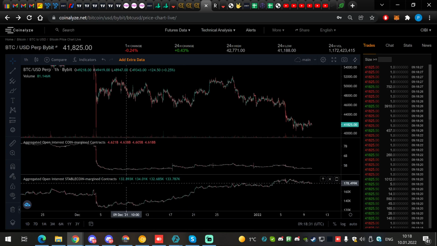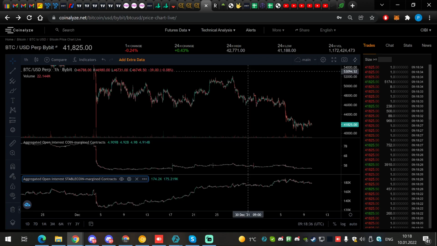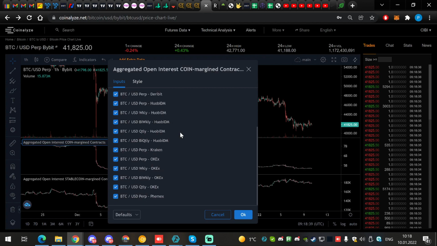Okay, these are the settings, by the way, and these are the settings for this one.